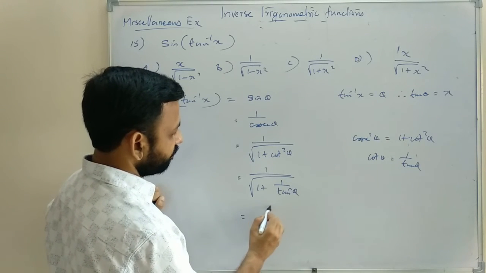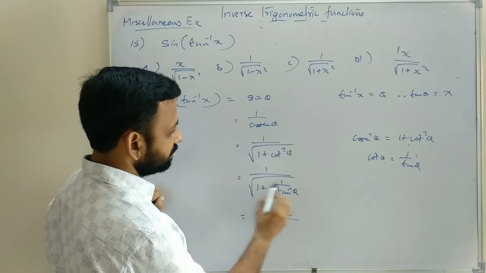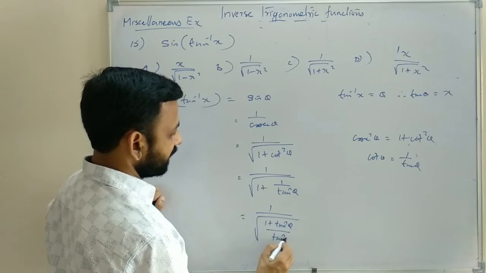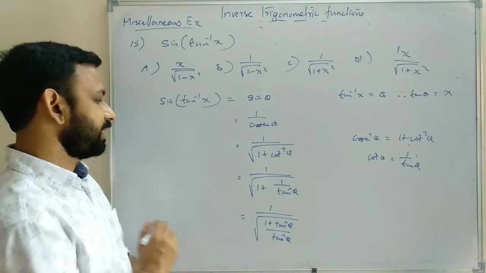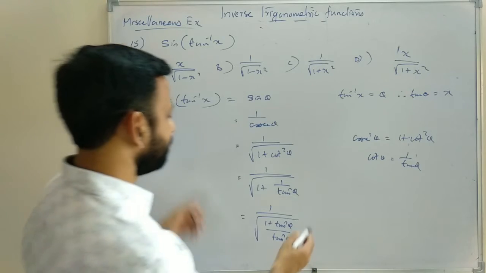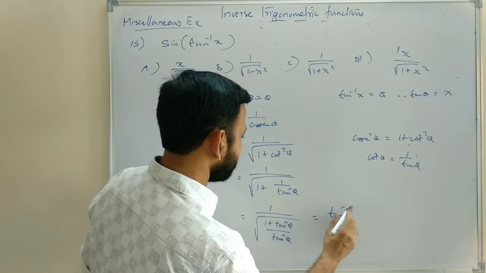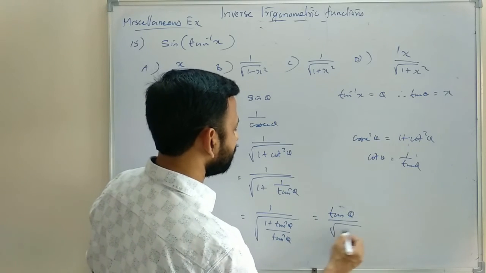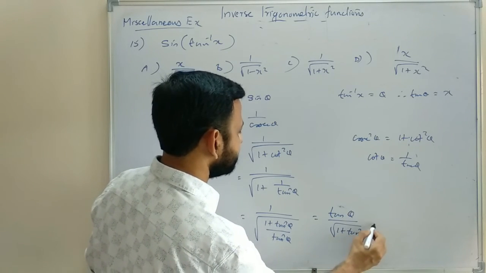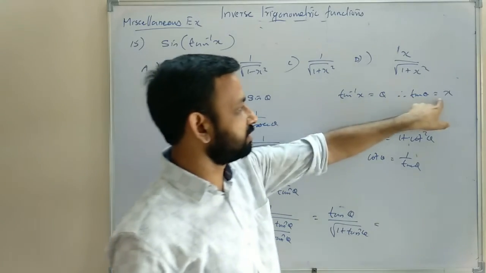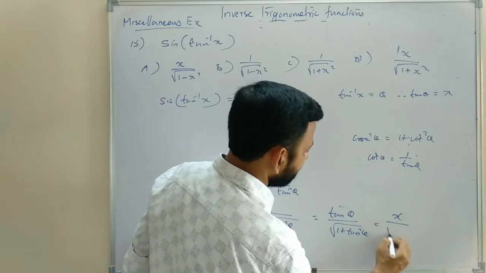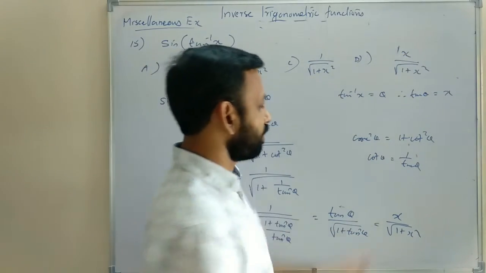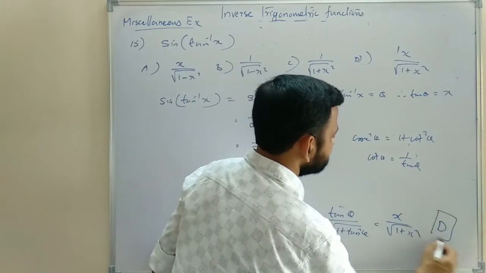That is equal to 1 upon under root of (1 plus 1 upon tan square theta). When we take the LCM, under root tan square theta will go to the numerator. So we will get tan theta upon under root 1 plus tan square theta, and tan theta is equal to x, that is x upon under root 1 plus x square. So this is the correct option, option D. That is the answer.